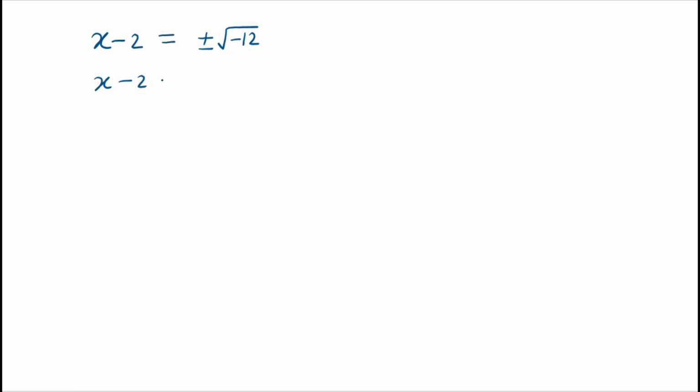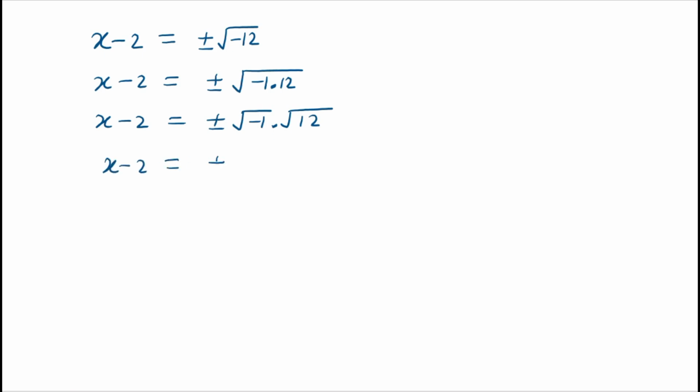X minus 2 is equal to plus minus, this expression is the same as minus 1 times 12. X minus 2 is equal to plus minus square root of minus 1 times square root of 12. Square root of minus 1 is iota, and here is square root of 12. Square root of 12 is 4 times 3, and here iota.